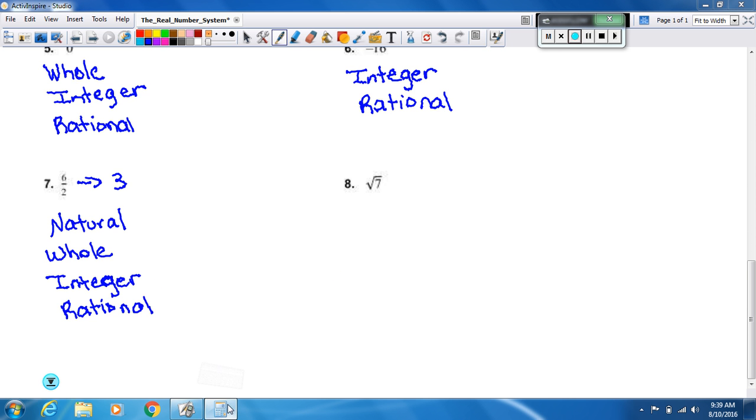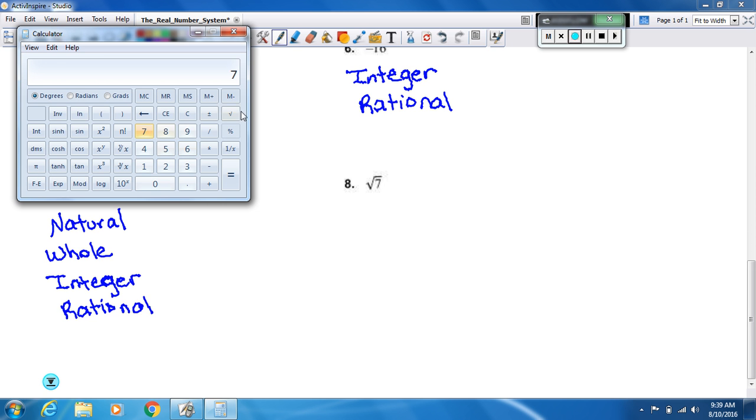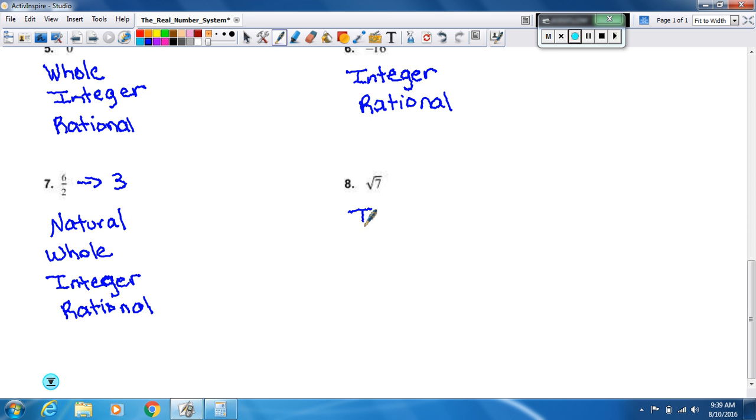Square root of 7. 6, 4, 5, 7, 5, 1. There is no repeating pattern, so this is going crazy. It doesn't end. It's irrational.